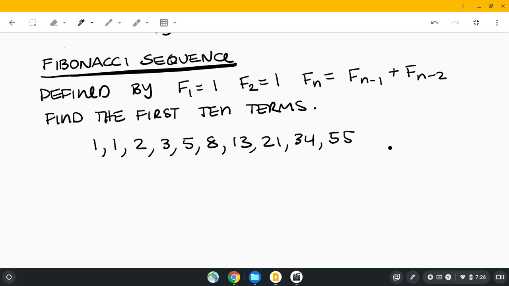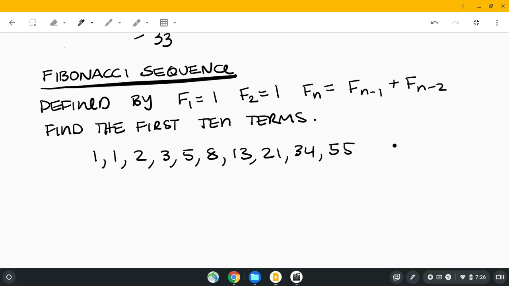Okay, so that is it. The Fibonacci sequence is famous because this pattern of numbers is found a lot in nature. It's found in the way trees branch out. It's found in the spirals of pine cones, nautilus shells, all kinds of things. So that's why this is a very interesting sequence to people.